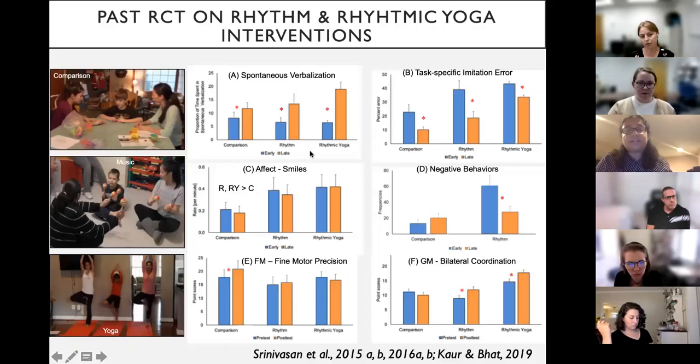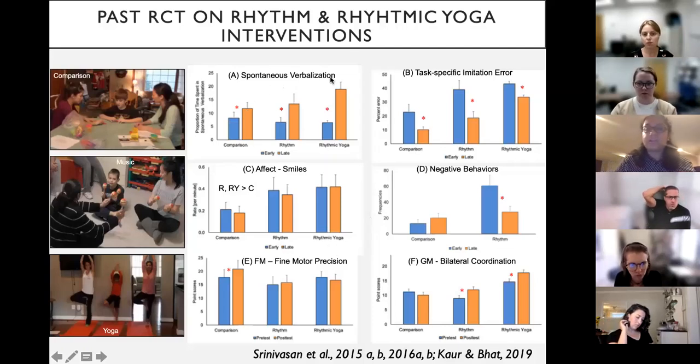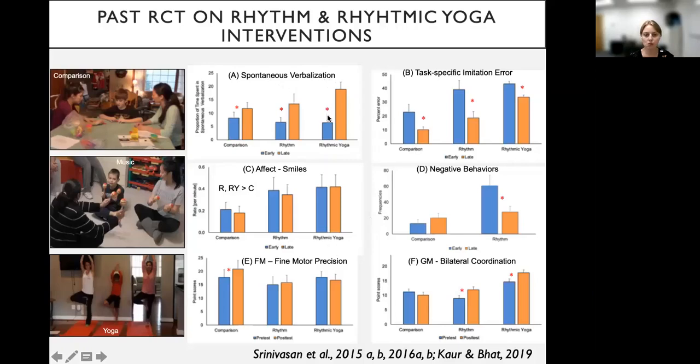So we looked at these videos in terms of early and late in training, and what are we seeing as changes in verbalization. And the main changes were in their spontaneous verbalization. So that is plotted here. We also looked at imitation errors for the standard tasks that we did in an early and a late condition. Do we see improvement in accuracy of movements that they practiced during the training sessions? And then also, what is the affective state of the child?